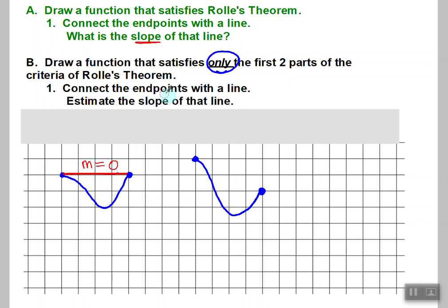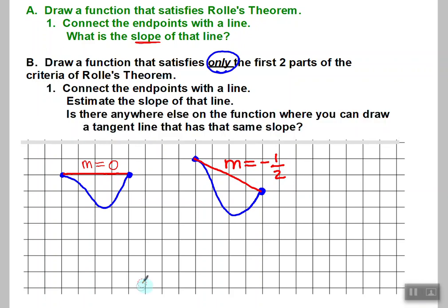Let's connect the endpoints with a line and estimate the slope of that line. So I'll connect from endpoint to endpoint, and we probably don't need to estimate, but we can actually count it, the rise over the run, down 2 and over 1, 2, 3, 4. So the slope of this line is negative 1/2. 2 over 4 simplifies to 1/2.